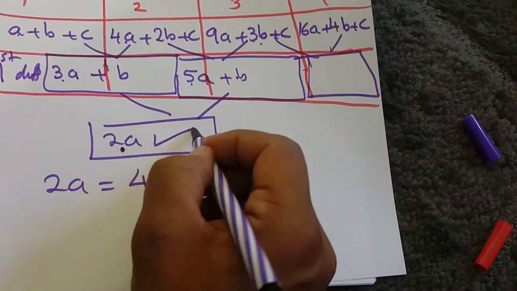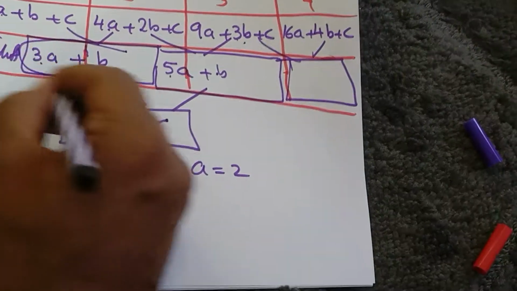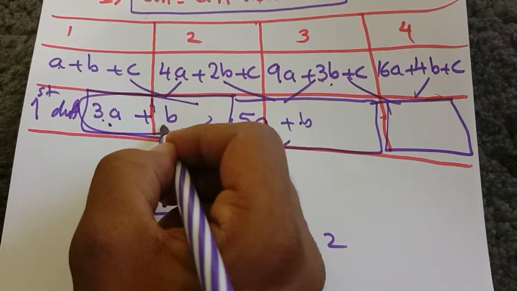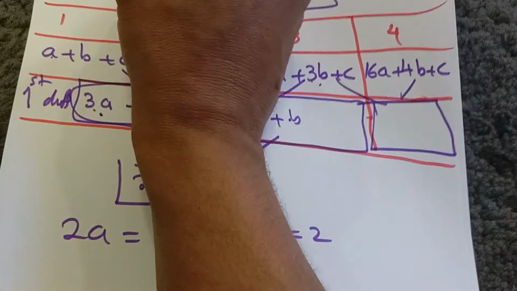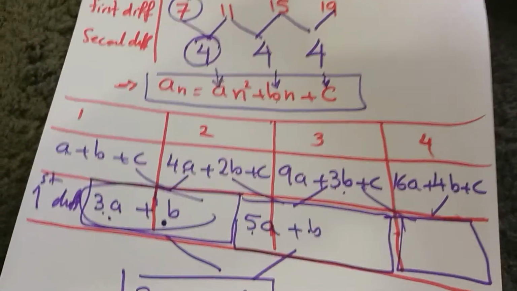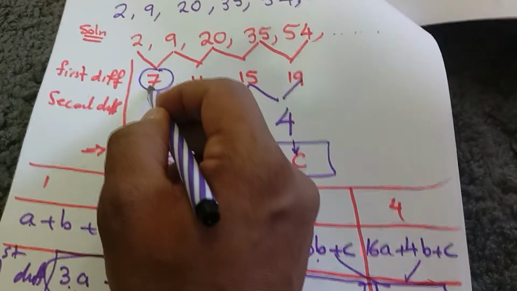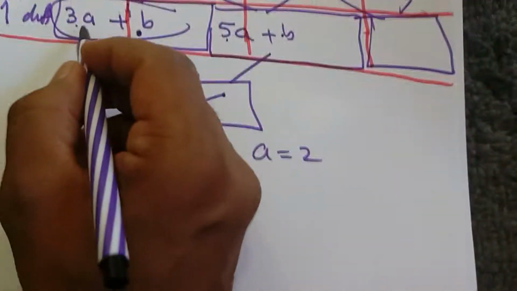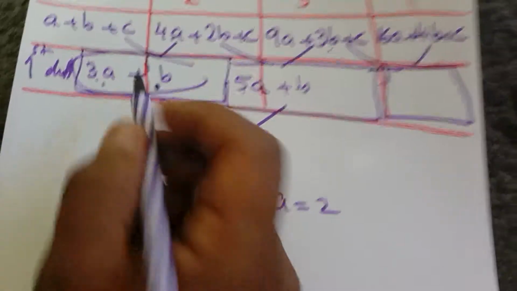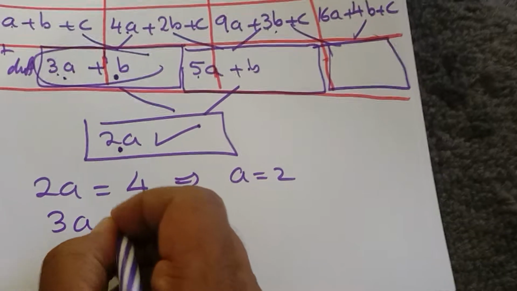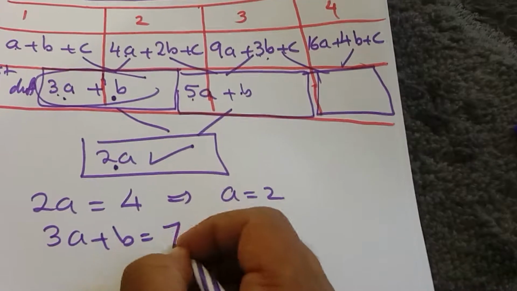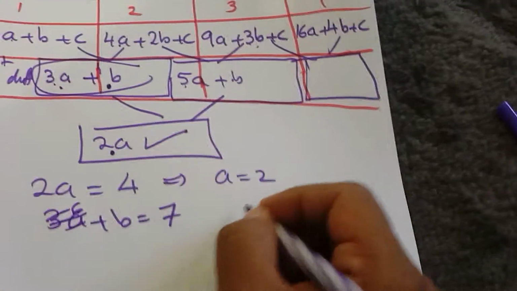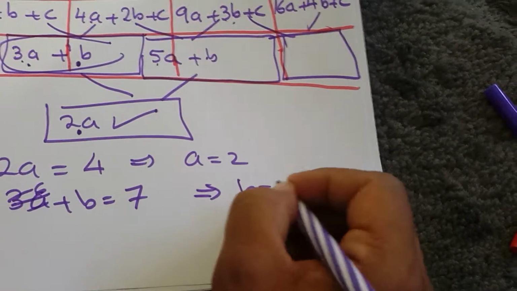Now we solve for b. We can return back here because we know a, and we need just to find b, and this is just the first difference here. So this is this number here, and that number is 3a plus b. So 3a plus b equals 7, and we know a is 2, so that's 6. And move it to the other side, you get b equals 1.